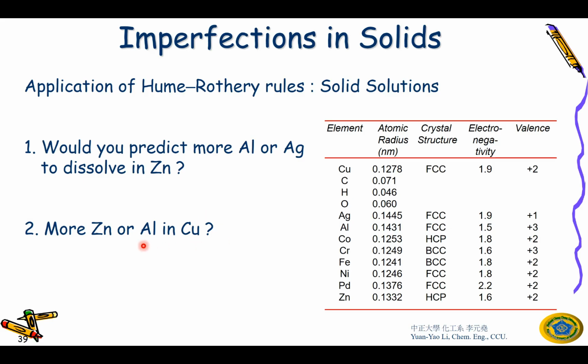Question 2: copper is the host here. Zinc wants to dissolve in copper, and aluminum wants to dissolve in copper. Which one is better, zinc or aluminum, according to these four factors? Please find this out and let me know your answer.